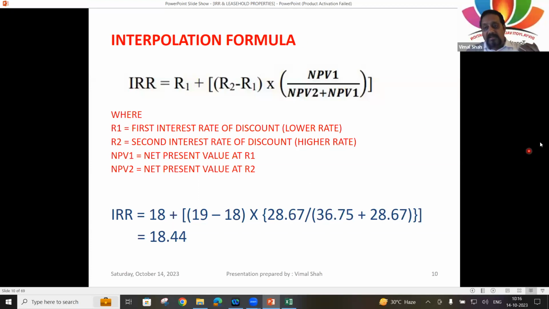Now, if the builder is comfortable with this 18% rate of return, he will go ahead with the project. But if the builder feels that this 18% is not good enough, then he will not go ahead with the project.